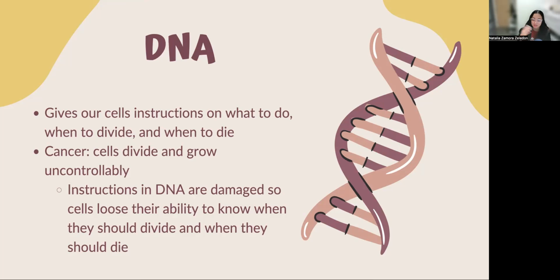Cancer is a disease that is caused by the unregulated and uncontrollable growth of cells. This can happen when the instructions in the DNA are damaged, causing cells to lose their ability to recognize when they should divide and when they should die. Errors in the DNA are called mutations.